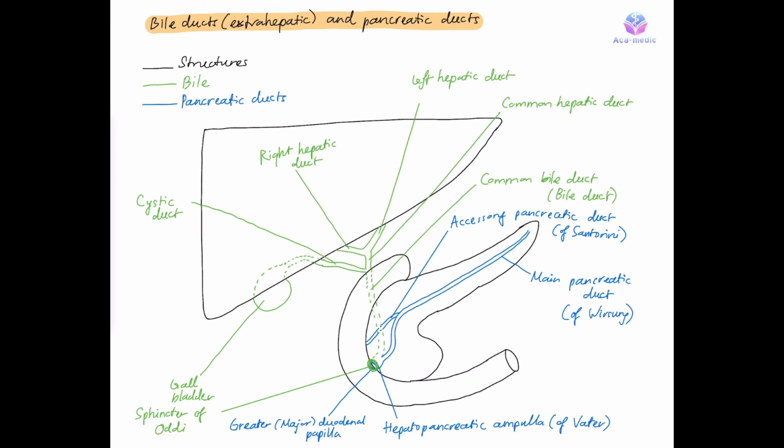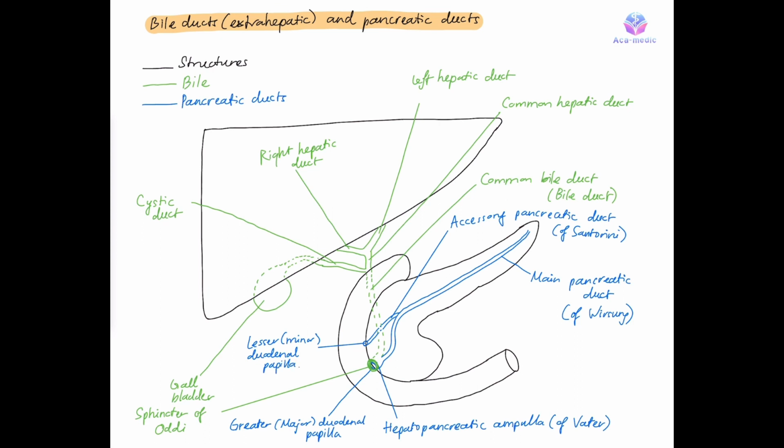Now, if the main pancreatic duct is blocked by some unknown reason, then pancreatic juices can still flow into the accessory pancreatic duct in order to empty into the duodenum right here at a point that is called the lesser or minor duodenal papilla.